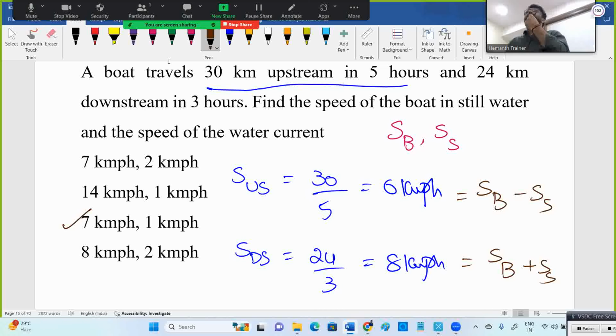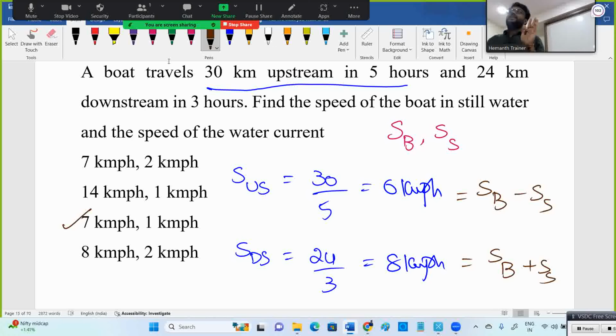Sir, why SB plus SS? One simple thing you can remember is when you travel down, your speed is more. That's why SB plus. When you travel up, is the speed less or more? When you're traveling up, the speed is less. That's why SB minus SS. For which one minus and which one plus, the name itself tells you. Downstream, when you're traveling down, plus. When you travel up, minus.